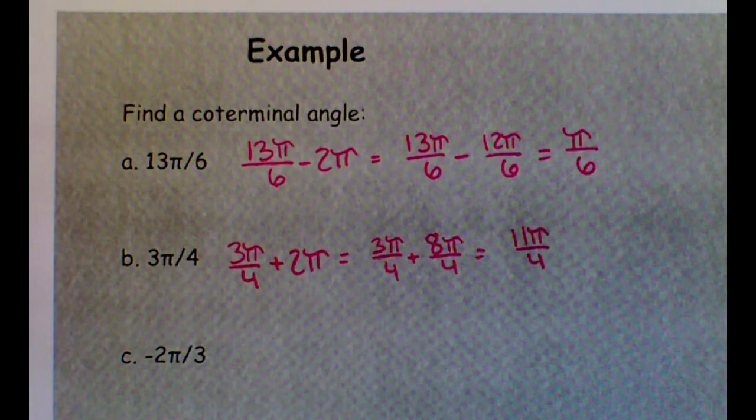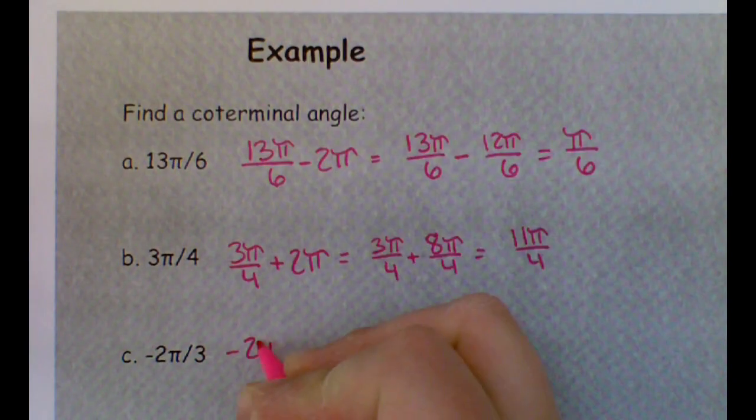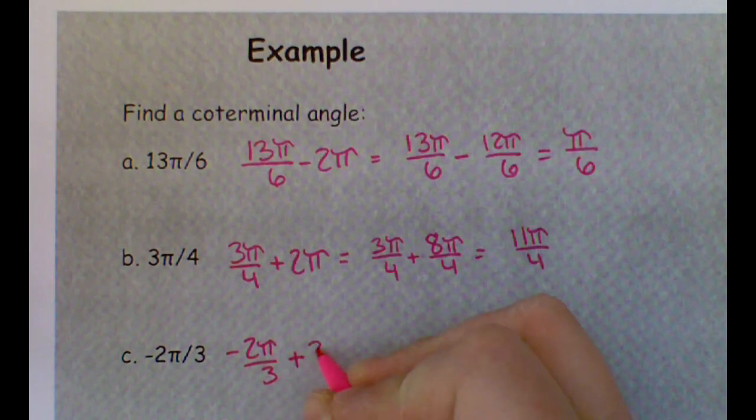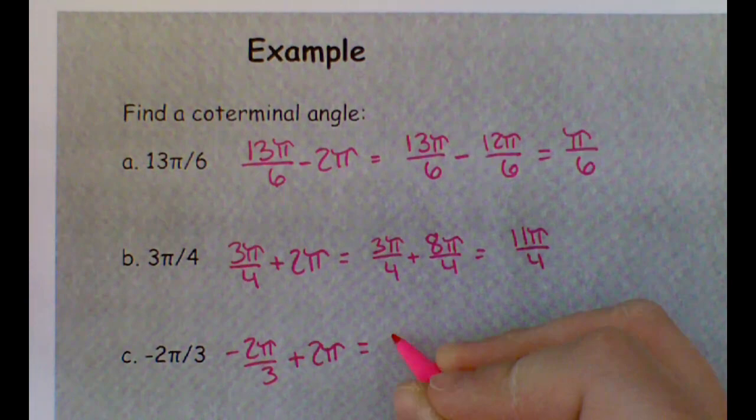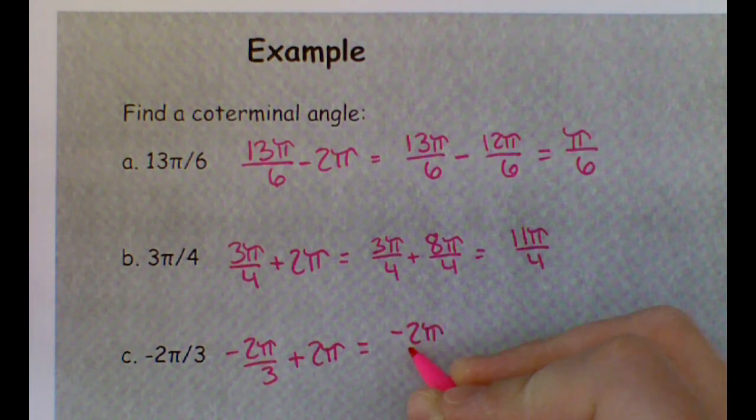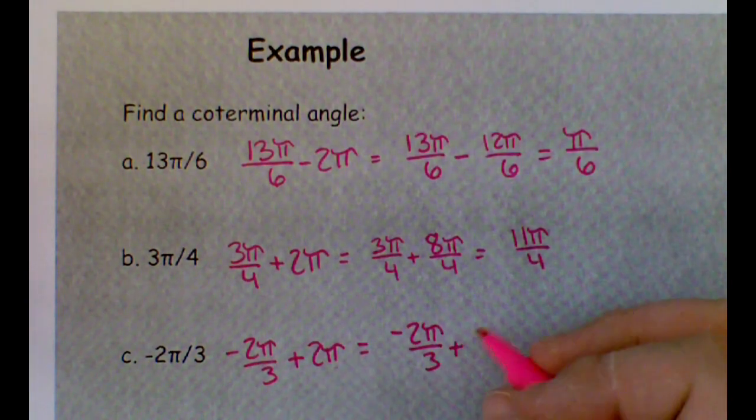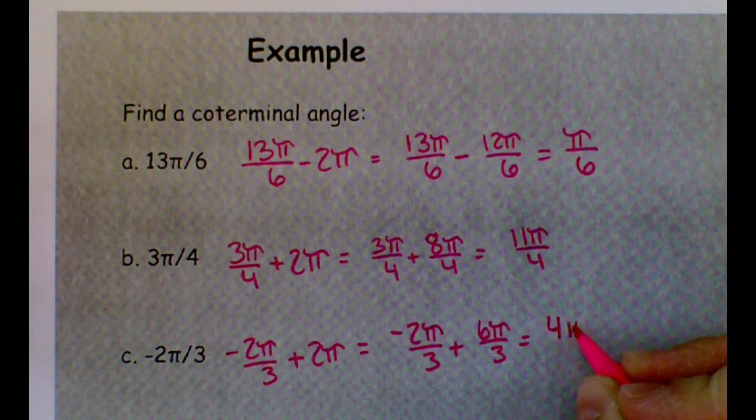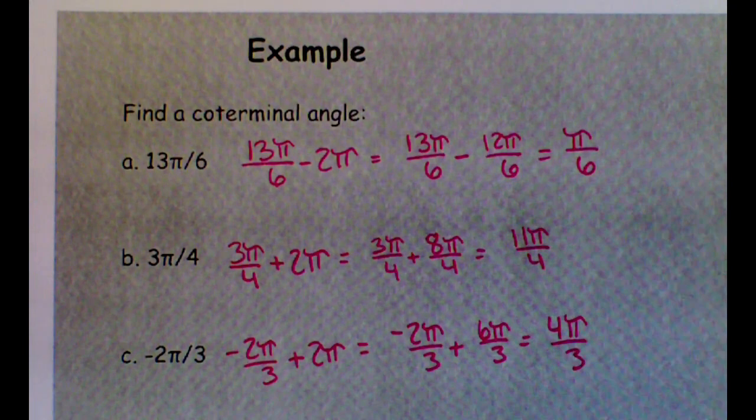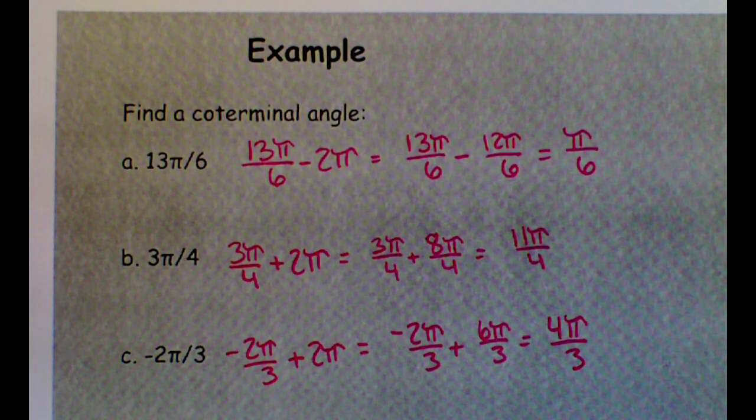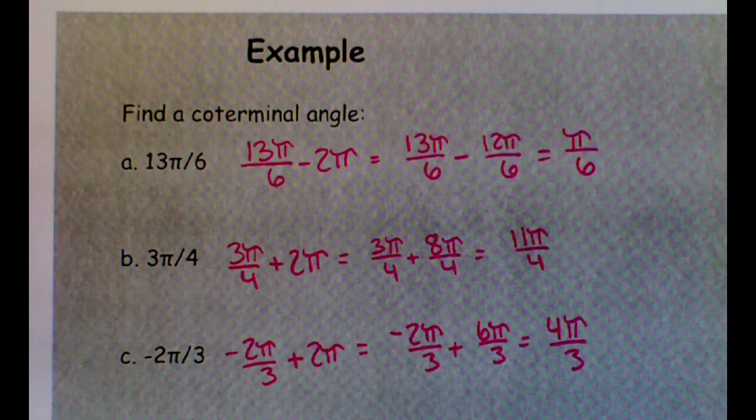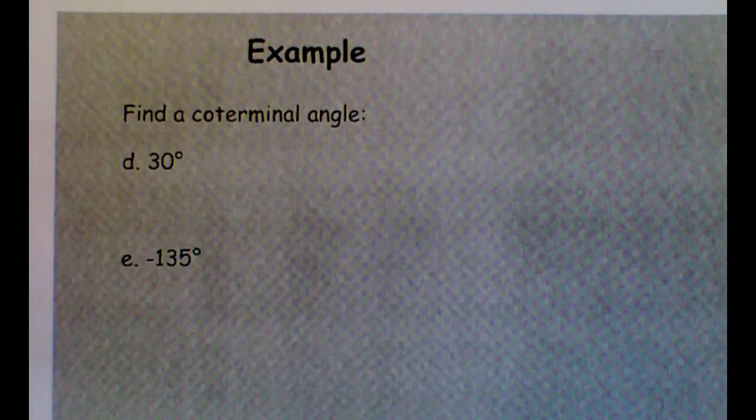And for negative 2 pi over 3, we don't usually deal with a lot of negative angles, so let's add 2 pi to this one too. Negative 2 pi over 3 plus 2 pi, which is 6 pi over 3, gives positive 4 pi over 3. That's going to be a helpful thing. For angles that are big or small, we might want to add or subtract 2 pi to get coterminal angles.